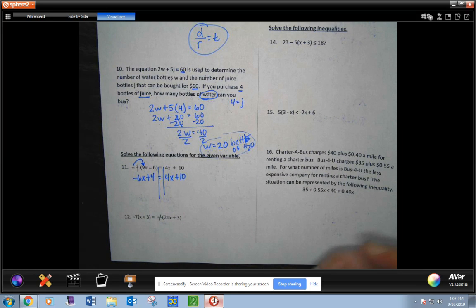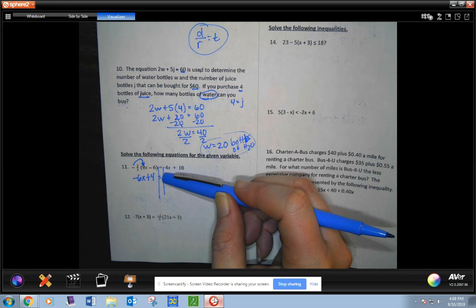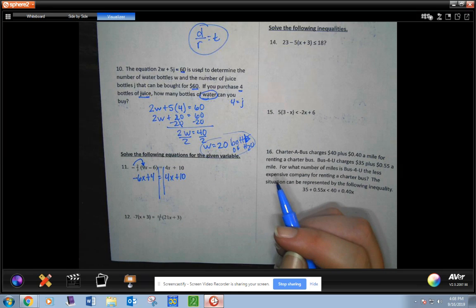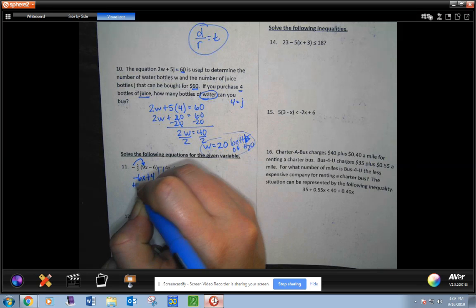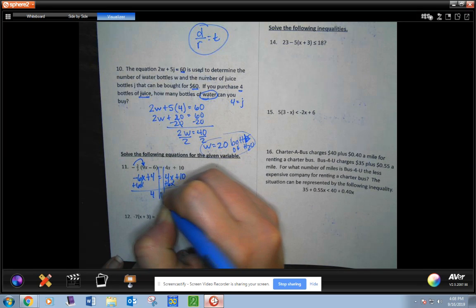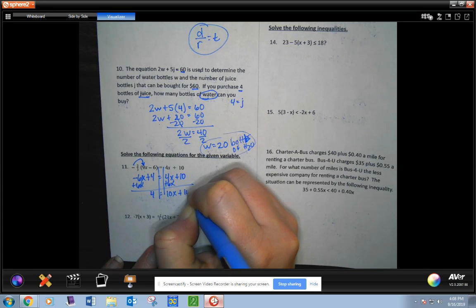Okay, now I combine like terms, so I'm going to look on both sides. Those won't combine. Look on this side, those won't combine. So I move the smaller variable. The smaller variable is this negative 6x. So I'm going to add 6x. That cancels and gives me 4 equals 10x plus 10.